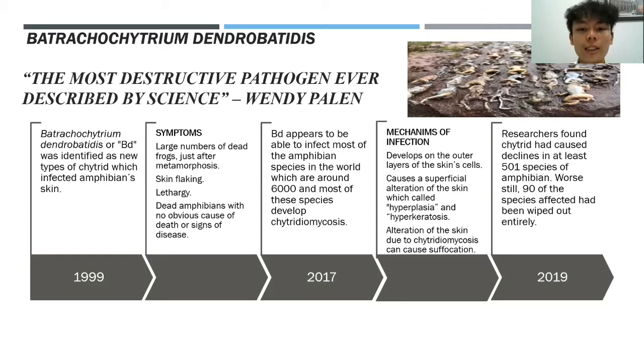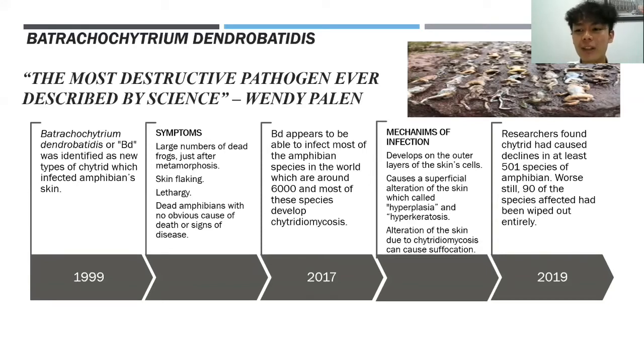Nearly 2 decades later, in 2017, BD appears to be able to infect most of the amphibian species in the world, which are around 6,000, and most of these species develop chytridomycosis. Chytridomycosis is the illness which arises if an amphibian becomes infected with BD fungus.